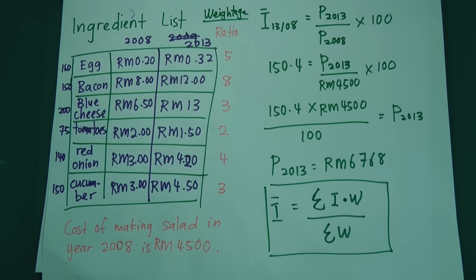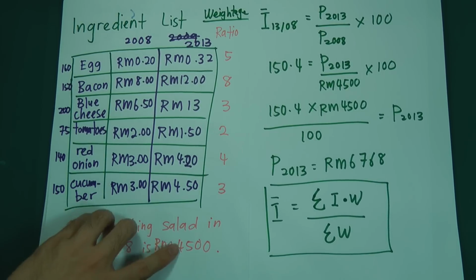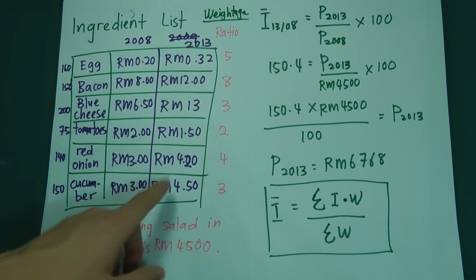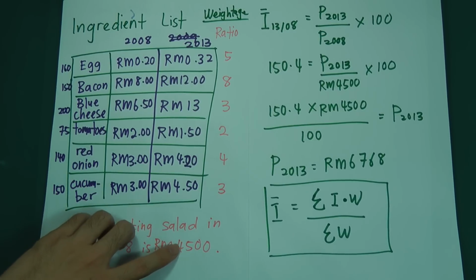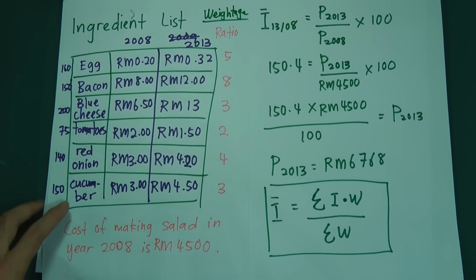Okay, almost the end of this video. We've got one more thing. Let's say now you know your cost has already increased 2,000 something. You already increased 2,268 ringgit compared to year 2008.